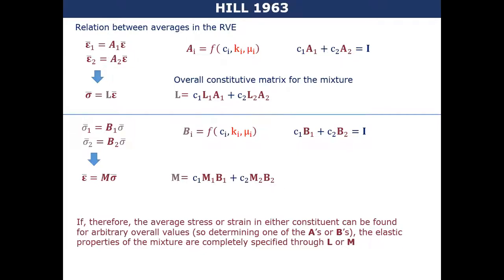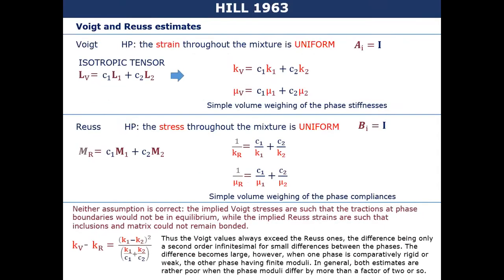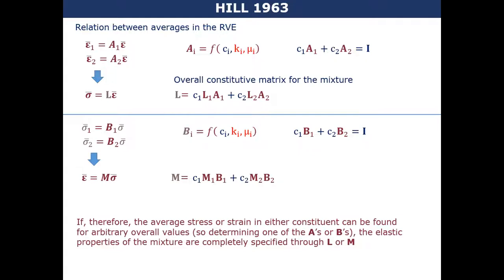Then, by exploiting this definition, you can obtain a closed form constitutive law for the homogenized medium relating average stresses and average strains by means of the overall constitutive matrix for the mixture. In an alternative way, the same procedure can be exploited starting from the stresses in each phase, and the closed form constitutive law at the macroscopic level relating average strain and stresses is the one you see here in terms of this M.